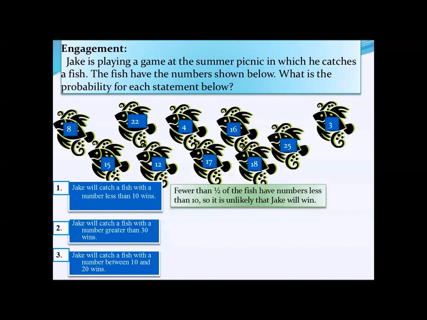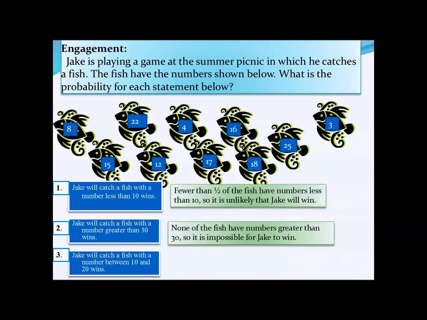Jake will catch a fish with a number greater than 30 and win. What do you think about the probability of Jake catching a fish with a number greater than 30 that will win? None of the fish have numbers greater than 30, so it is impossible for Jake to win.